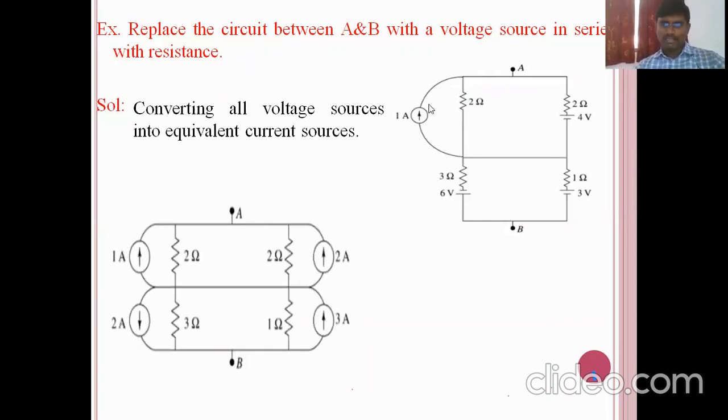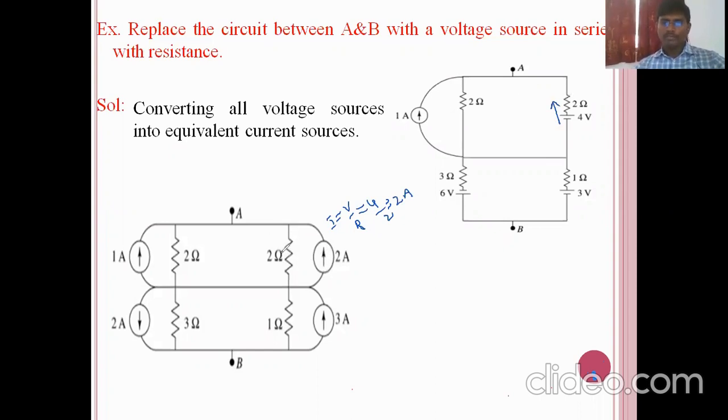Here it is as it is. Coming to this source, I is equal to V by R. What is V? V is equal to 4. So 4 by 2 is equal to 2 amps. Since the 4 volt source drives current in the upward direction, here the current direction will be upward.